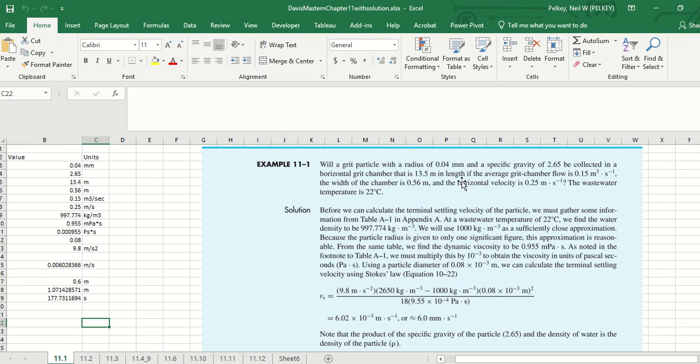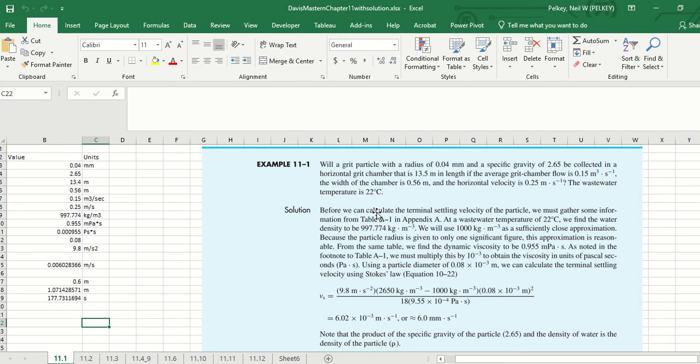Will a grit particle radius of 0.04 mm and a specific gravity of 2.65 be collected in a horizontal grit chamber that is 13.5 meters in length if the average flow is 0.15 meters cubed per second, if the width of the chamber is 0.56 meters and the horizontal velocity is 0.25 meters per second, and the wastewater is 22 degrees?